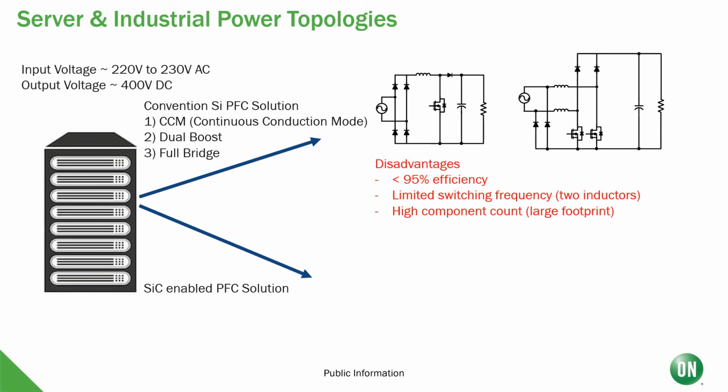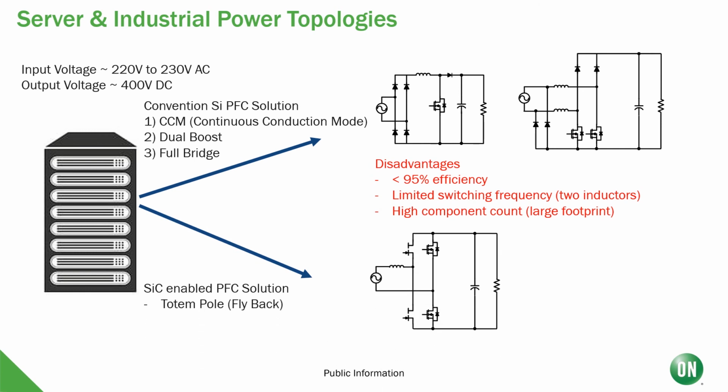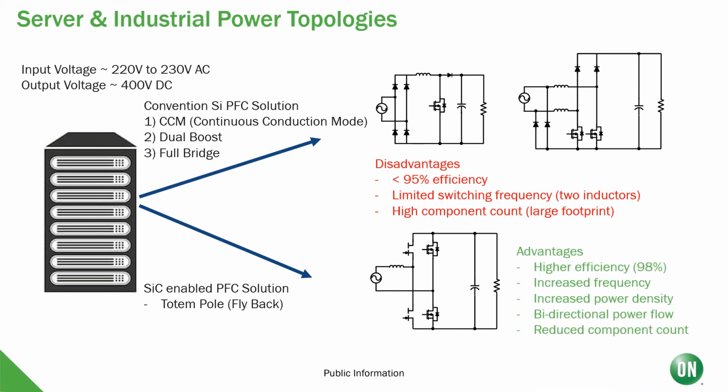The trend is using SiC to enable a PFC solution, and this is typically seen as a totem pole solution. So advantages is we can hit 98 to 99% efficiency. We can increase the frequency, increase the power density, have a bidirectional power flow, and reduce component count.